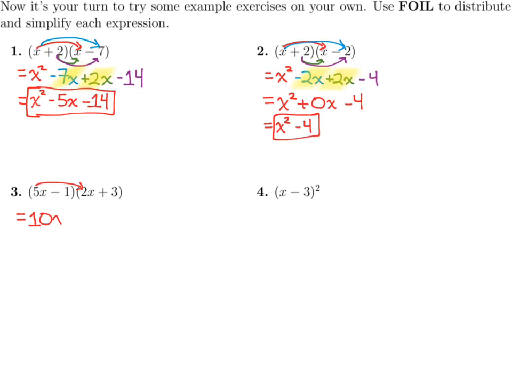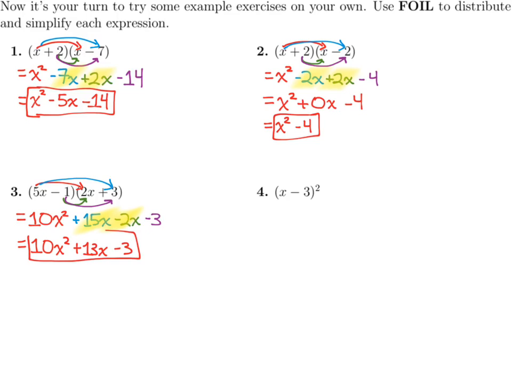Okay, 5x times 2x is 10x squared. 5x times 3, 15x. Negative 1 times 2x, negative 2x. And negative 1 times 3, negative 3. Combining like terms, 10x squared, 13x minus 3.